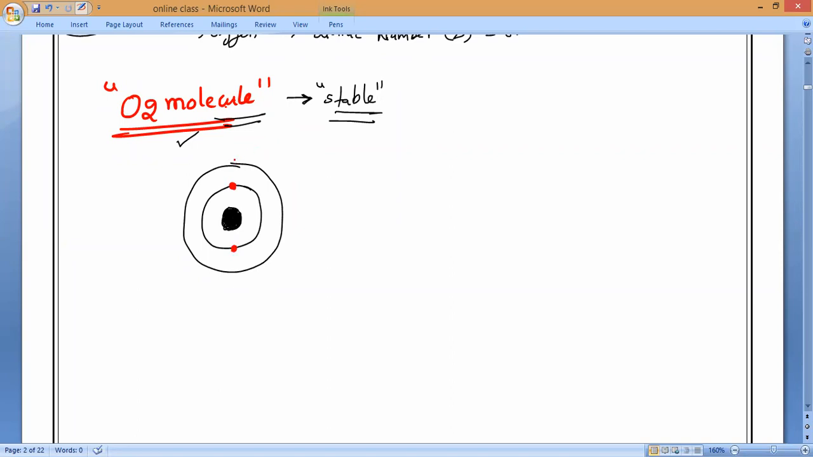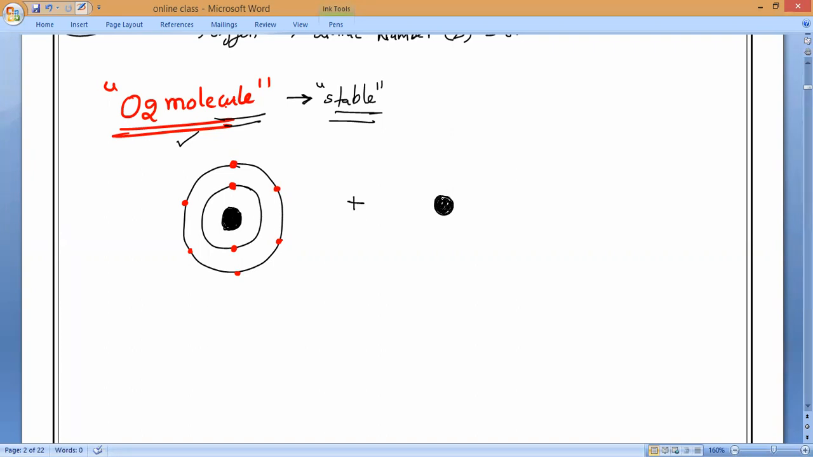And L shell, how many electrons? 1, 2, 3, 4, 5, and 6. Yes, sir. In the same way, one more oxygen atom. They both will combine. You can see how they will form.